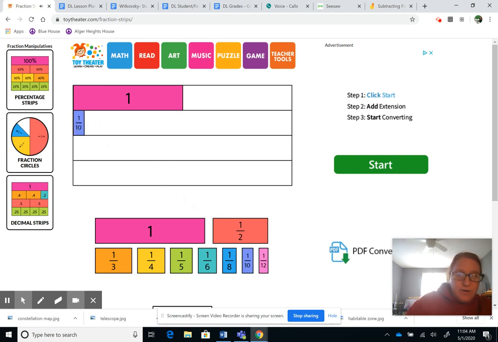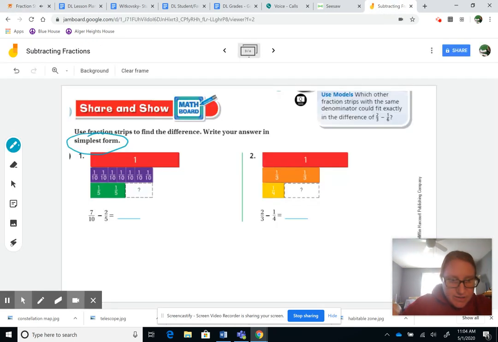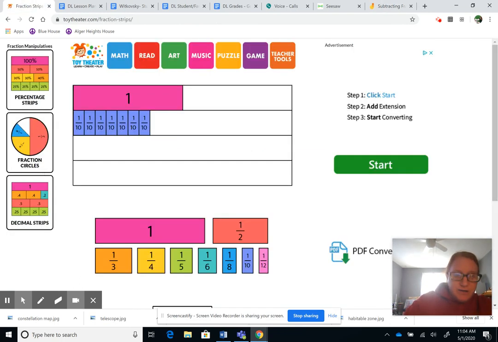7 tenths. 1, 2, 3, 4, 5, 6, 7. And I just need to double check 2 fifths. 1, 2. Now, how much extra space is here? We're trying to find the difference.